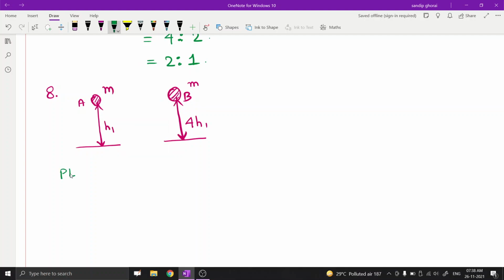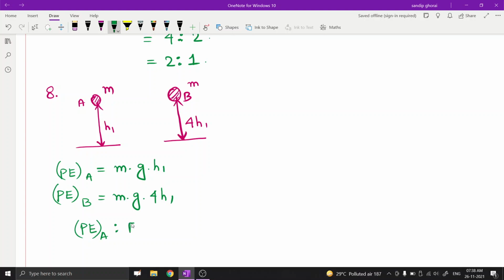Simply, potential energy for body A we can say m into g into h1, and what is potential energy for body B? Simply m into g into 4h1. So that means potential energy of A is to potential energy of B equal to, we can say, 1 is to 4 is the correct answer. Okay, so these are the questions.